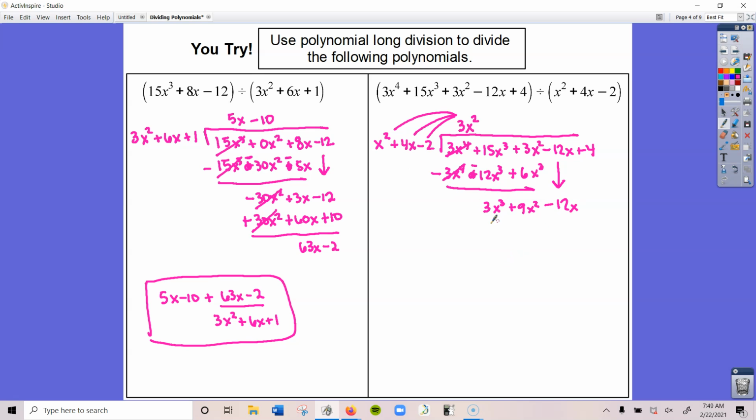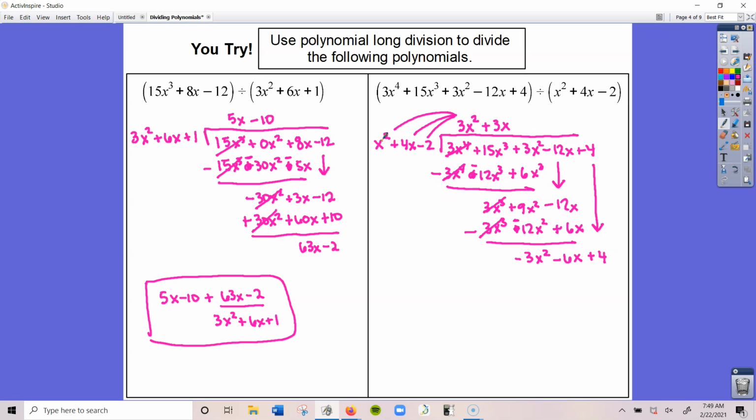Now, what do we need to multiply x squared by to get 3x to the third? That would be a positive 3x. Now we distribute. So 3x to the third. 3x times 4x is a positive 12x squared. And 3x times negative 2 is negative 6x. Switch all the signs. These here cancel. 9x squared minus 12x squared is negative 3x squared. Negative 12x plus 6x is negative 6x. And then we bring down our last and final term, plus 4.